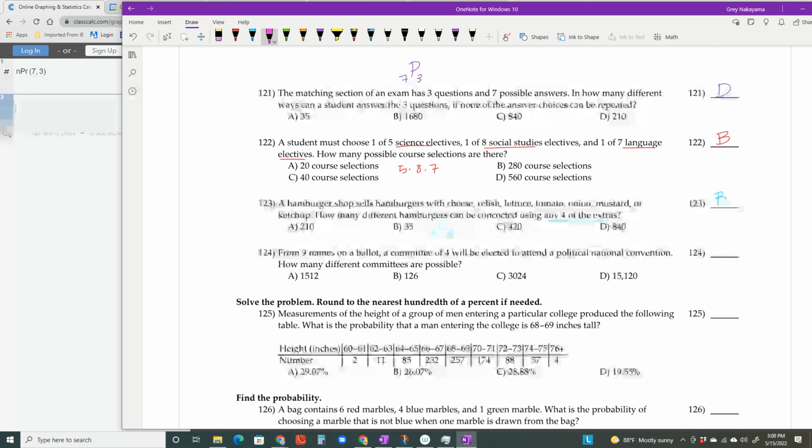All right, from 9 names on a ballot, a committee of 4 will be selected to attend. Okay, if I'm making a committee of 4, there's no distinction between the 4 people serving on that committee, so the order that I choose them does not matter. So that again is 9 choose 4, and 9 choose 4 is 126.